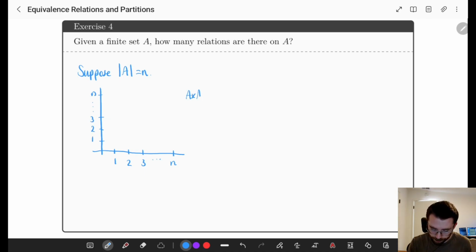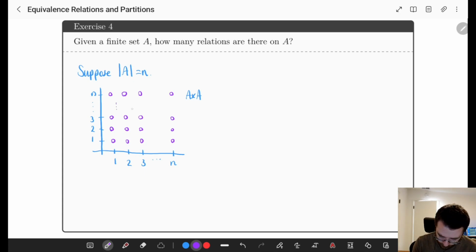So this is sort of what I'm drawing for A cross A. I know my relation has to live in here. The key observation is then there are n times n, so n squared possible places I could put relations. For example, this one I'm about to fill in. If I fill in this, that would mean 2 is related to n. So that's one possible relationship between these elements of A. Similarly, I could fill in any of these holes and get a valid relation. Put dot dot dots in here as well.